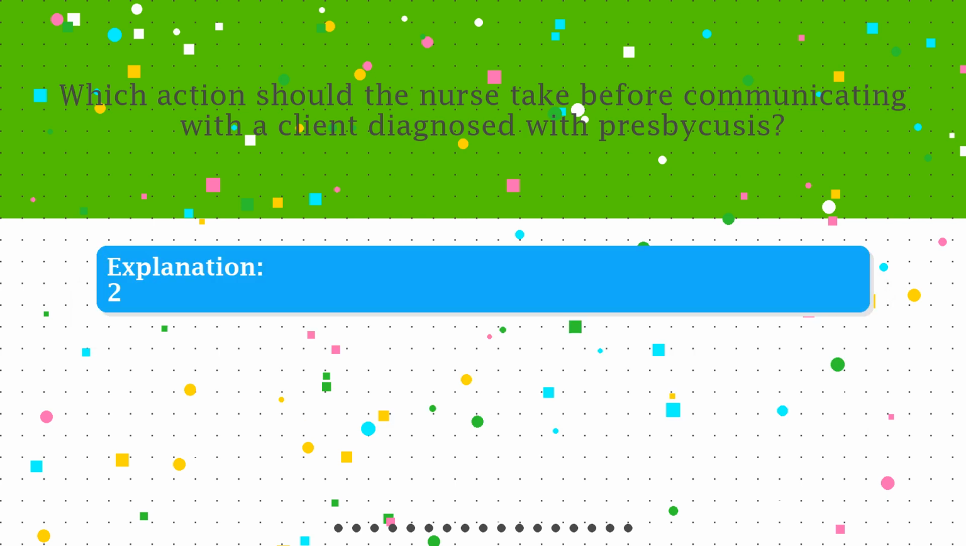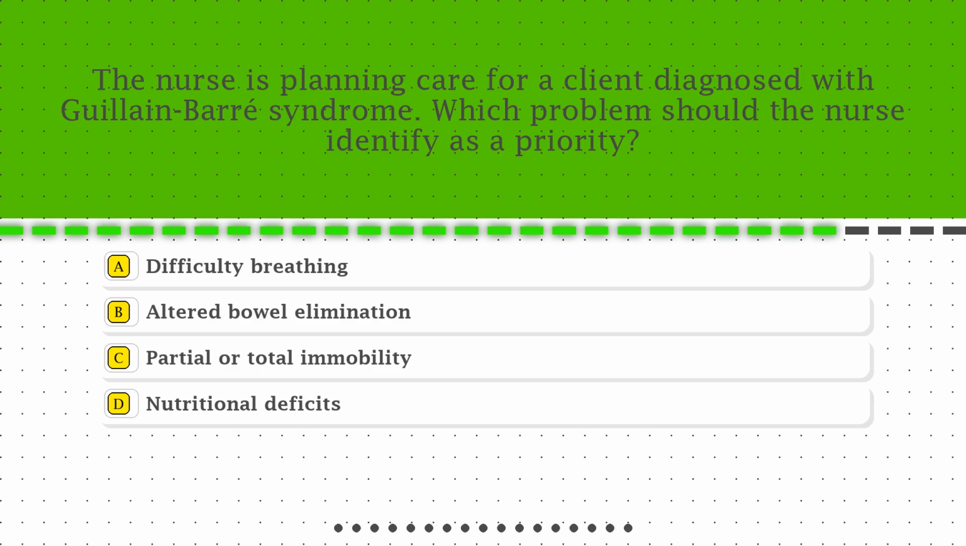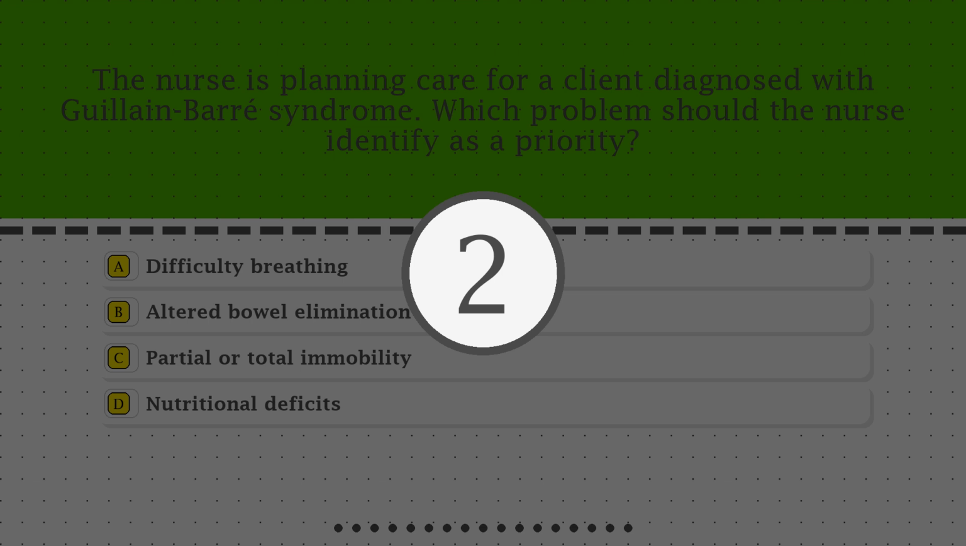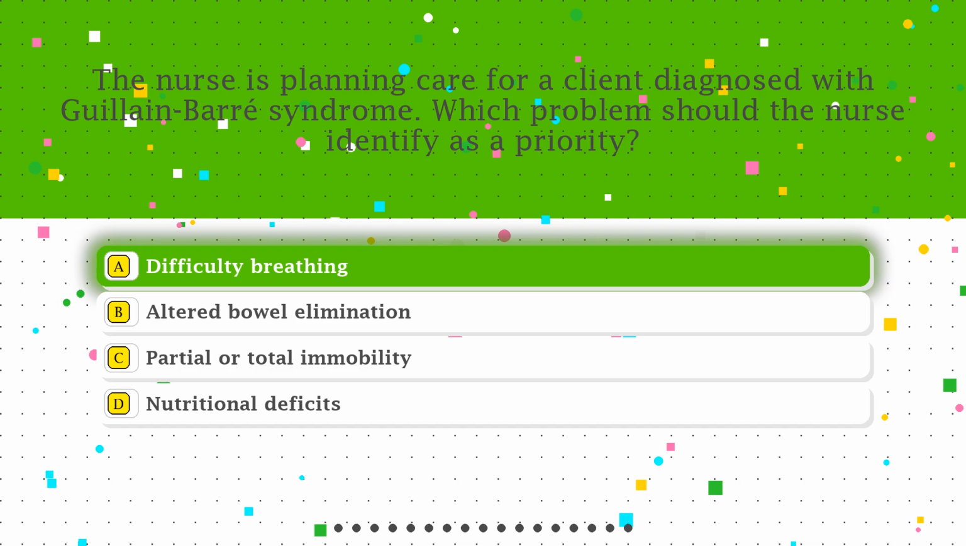Question 5. The nurse is planning care for a client diagnosed with Guillain-Barré syndrome. Which problem should the nurse identify as a priority? Option A, difficulty breathing. Option B, altered bowel elimination. Option C, partial or total immobility. Option D, nutritional deficits. The correct answer is option A, difficulty breathing.